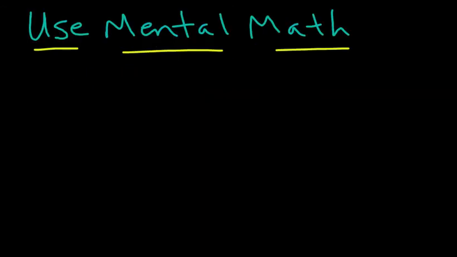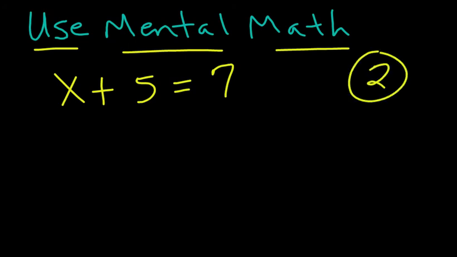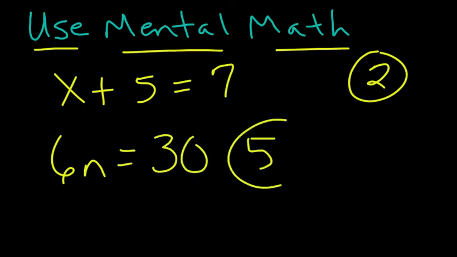Example 3, you're going to love this. Use mental math to solve an equation. Everyone should be cheering because nobody said solve, check, and show all work. All I said was use mental math. X plus 5 equals 7. What's X? 2. Done. Mental math. 6n equals 30. What's n? 5. Mental math. 6 times 5 is 30. No solving, no checking, no showing all work. Get the answer right though.